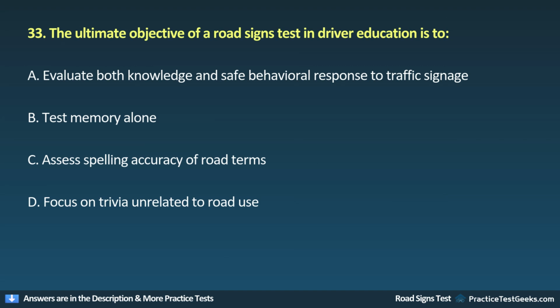33. The ultimate objective of a road signs test in driver education is to evaluate A. Both knowledge and safe behavioral response to traffic signage. B. Test memory alone. C. Assess spelling accuracy of road terms. D. Focus on trivia unrelated to road use.